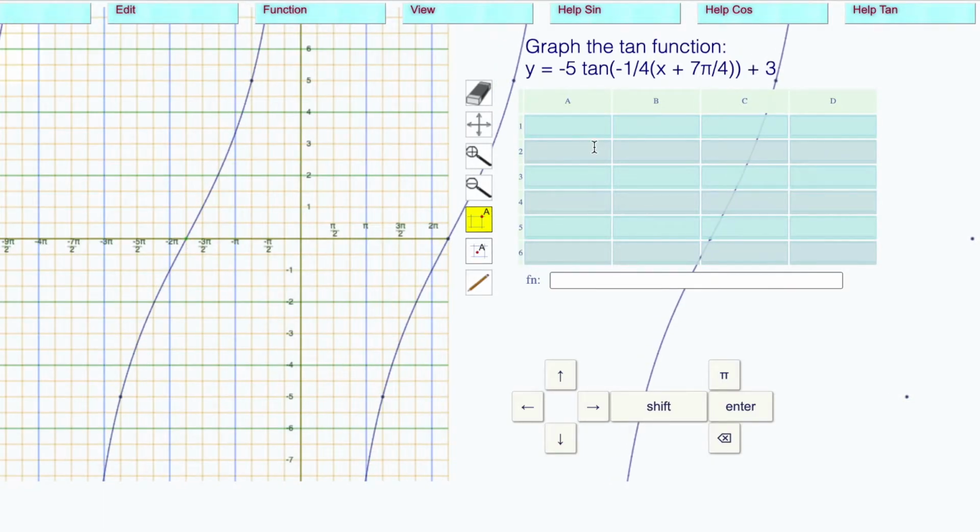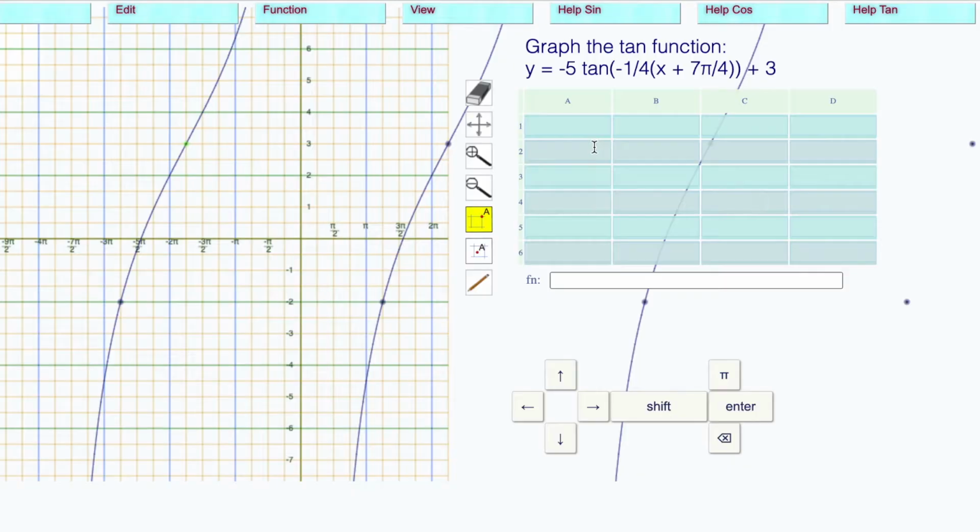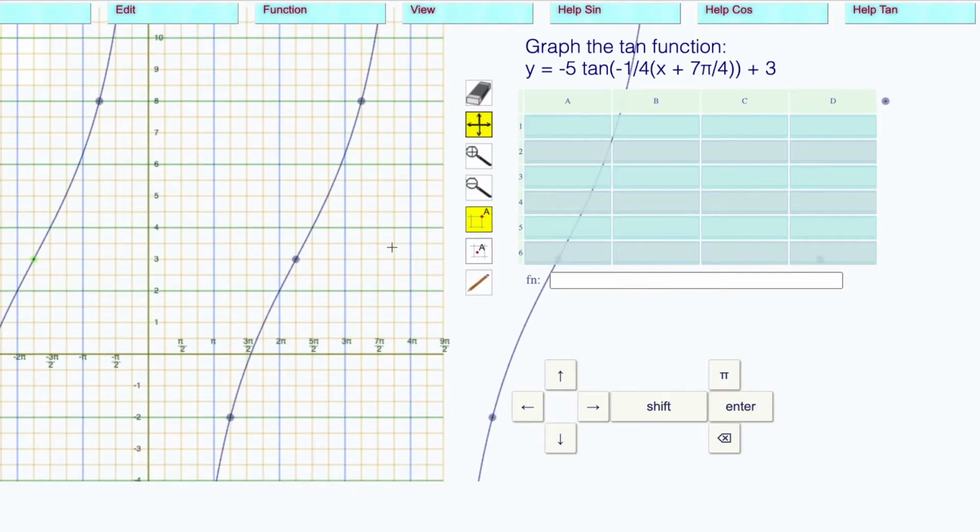The vertical translation is +3, so I'm going to bring that up to +3. This is our tangent wave. There we are. And then press enter to see if you're right.